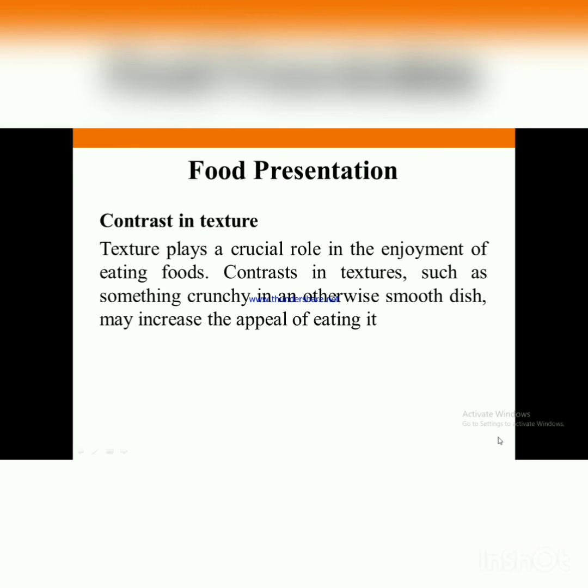The next component is contrast in texture. Texture plays a crucial role in enjoyment of eating food. Contrast in texture, such as something crunchy in an otherwise smooth dish, may increase the appeal of eating it.